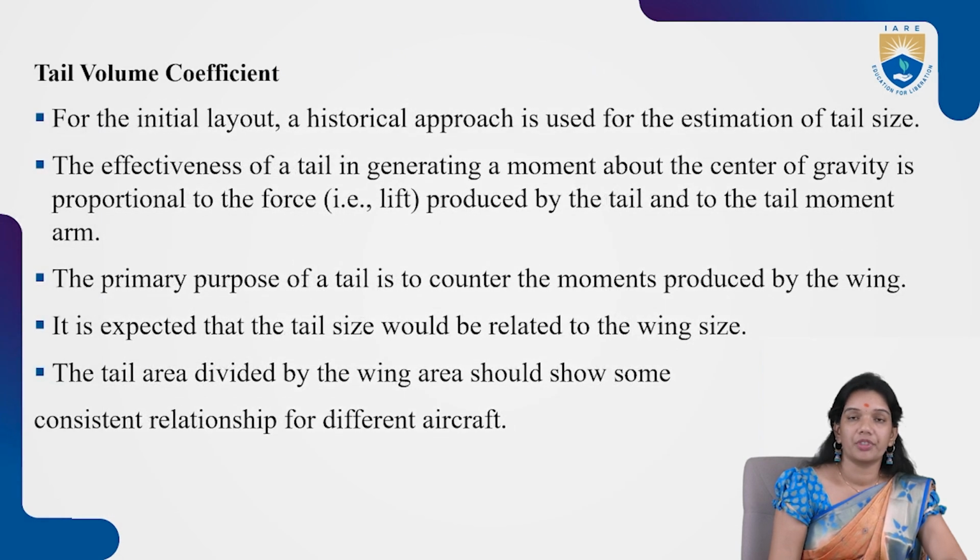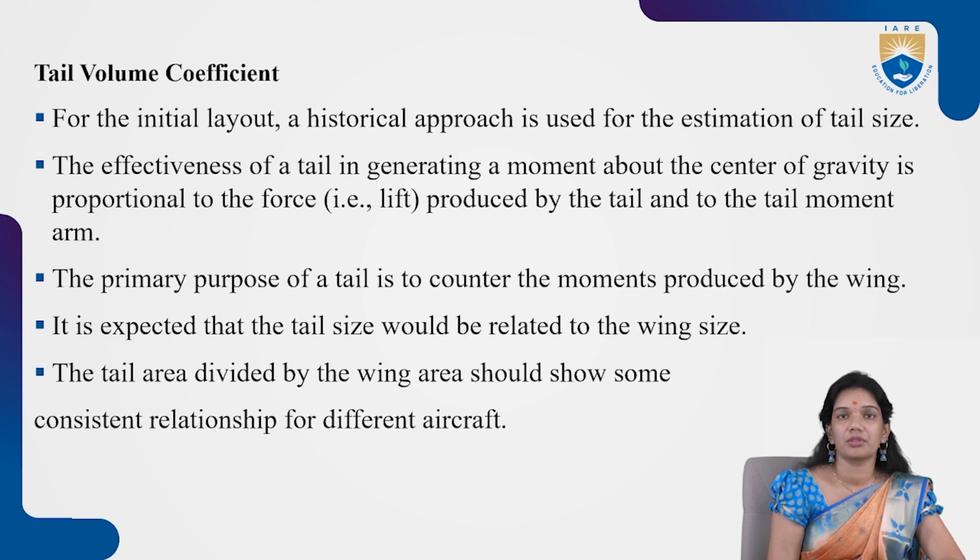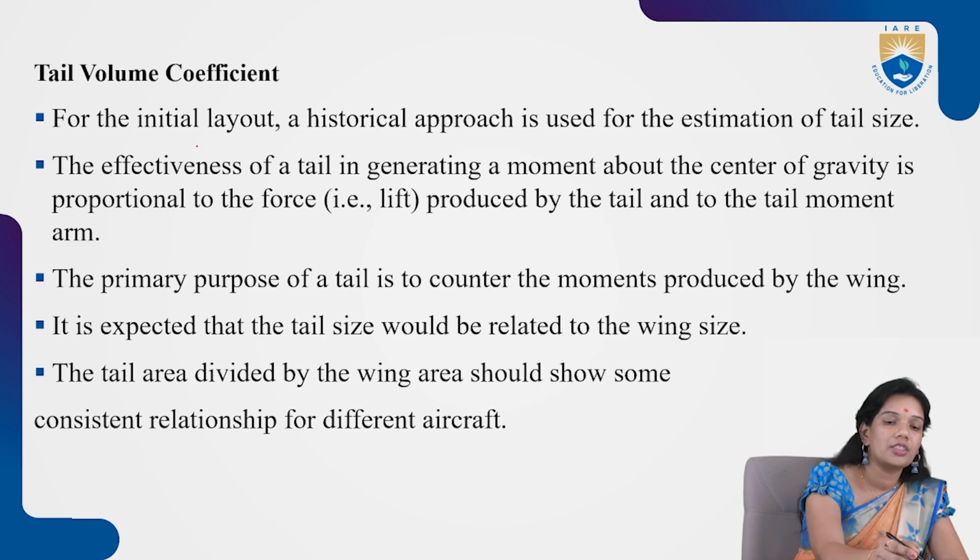Then the tail volume coefficient. Now I know how to calculate the fuselage, and I know what to do with respect to the wing. We need to consider the wing loading, and we also have a table which gives the constants in terms of fuselage length. So then coming to the tail volume coefficient for the initial layouts.